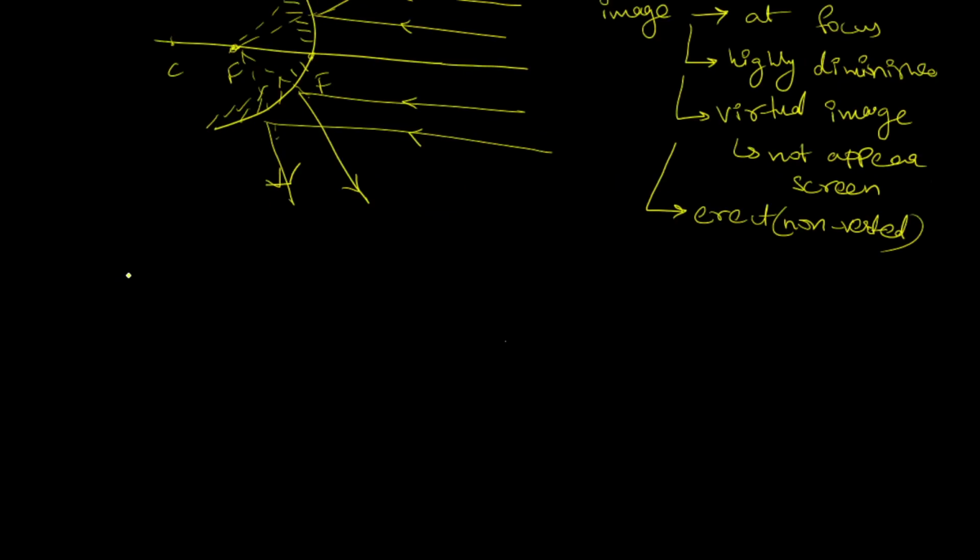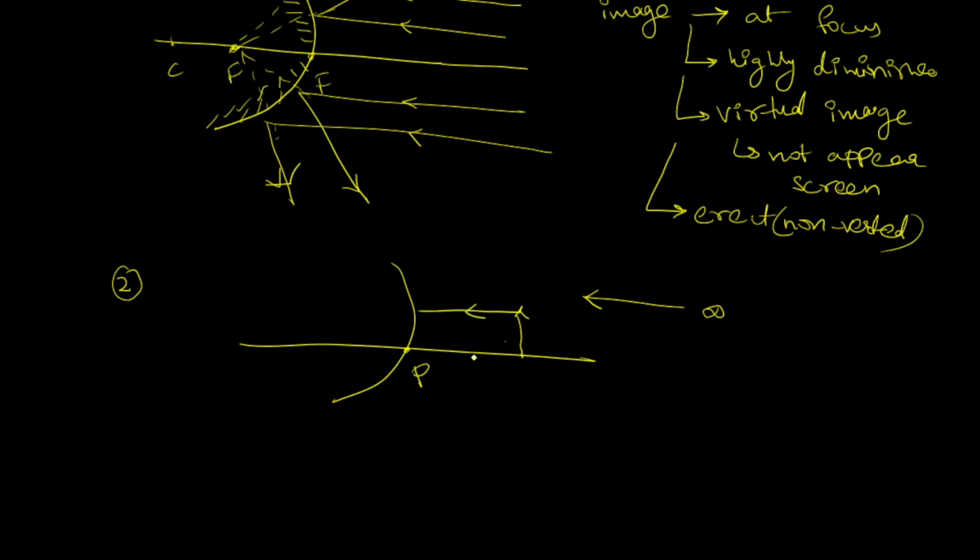Okay, and as you move the object from infinity towards the spherical mirror and it is placed in between the pole and infinity, what happens to the image? Where will the image be formed? To find this out, I'm considering a ray parallel to the principal axis. After reflection, it appears as if it is coming from the focus. When you extend the ray on the other side, you will observe that it appears to be coming from the focus, right?